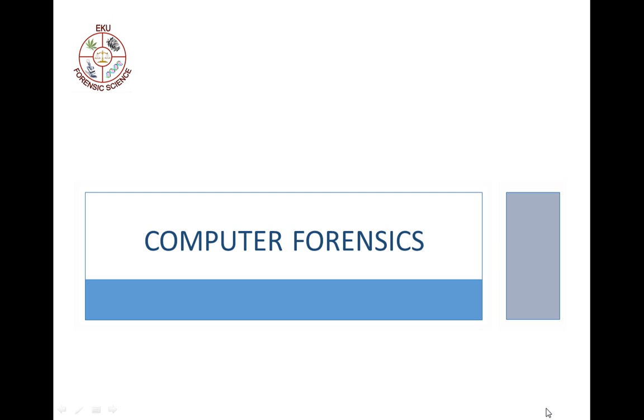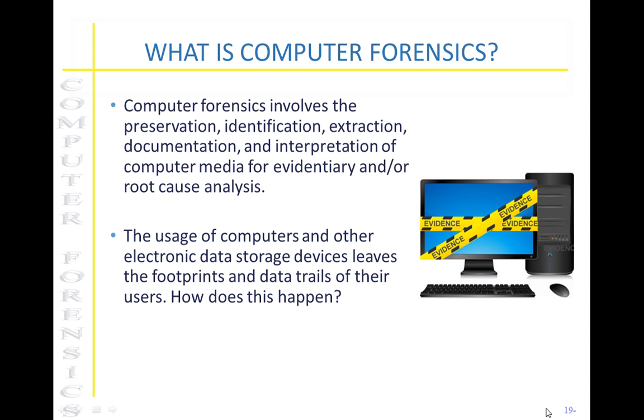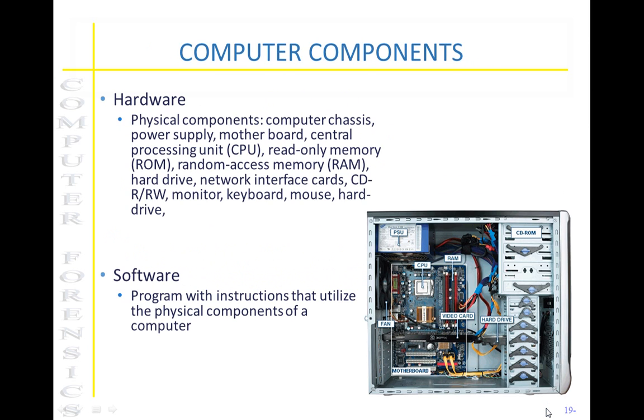If we first talk about what exactly is computer forensics, computer forensics involves the preservation, identification, extraction, documentation, and interpretation of computer media. The usage of computers and other electronic data storage devices leaves footprints and data trails of their users. So exactly how does this happen?